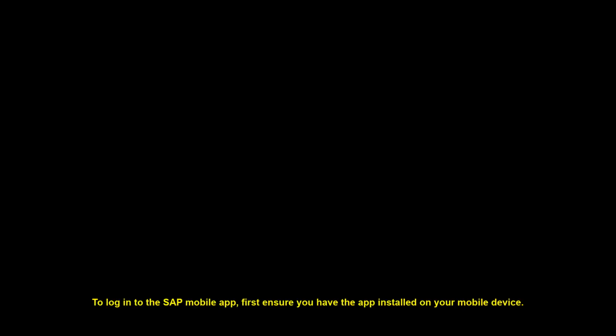To log into the SAP mobile app, first ensure you have the app installed on your mobile device. You can download the SAP mobile app from the Apple App Store or Google Play Store. Once the app is installed, locate the SAP mobile app icon on your device and tap to open it. After the app launches, you will be greeted with the login screen.